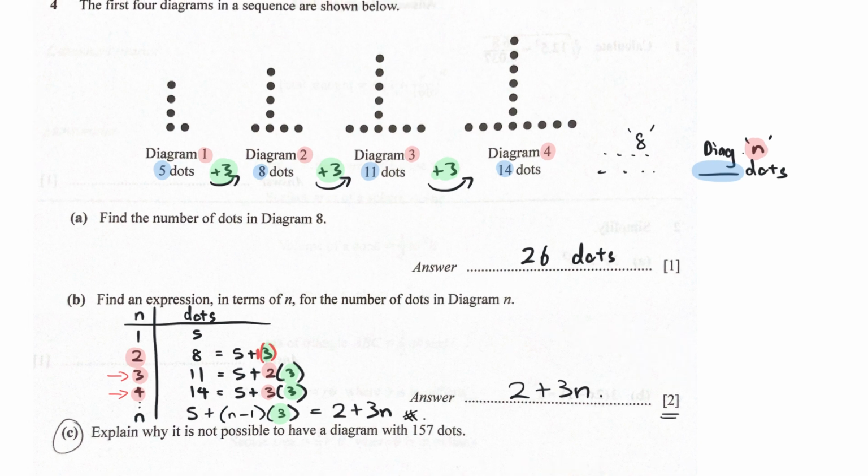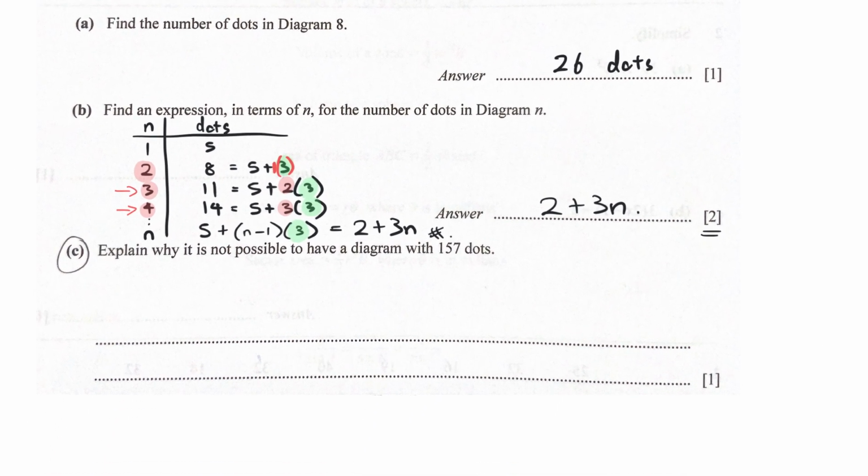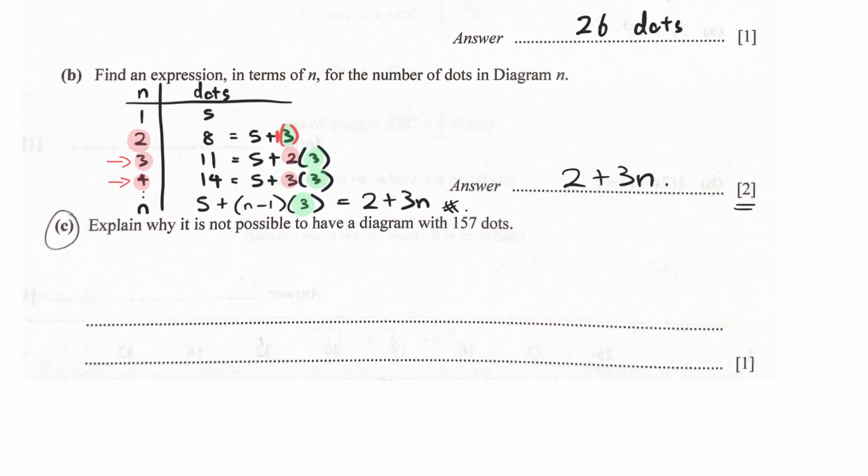Now, for this part C, explain why it's not possible to have 157 dots. We will prove by contradiction. Let us assume that it is possible to get 157 dots. So our expression of 2 plus 3n, which will be the number of dots, with n being the nth diagram, gives us 157. Let's assume it's possible.